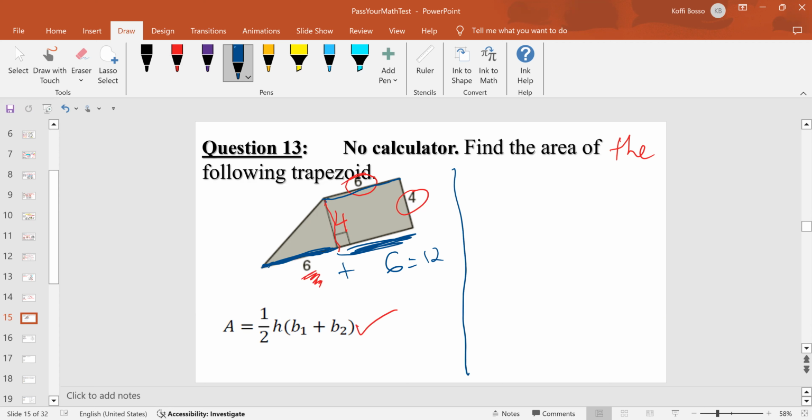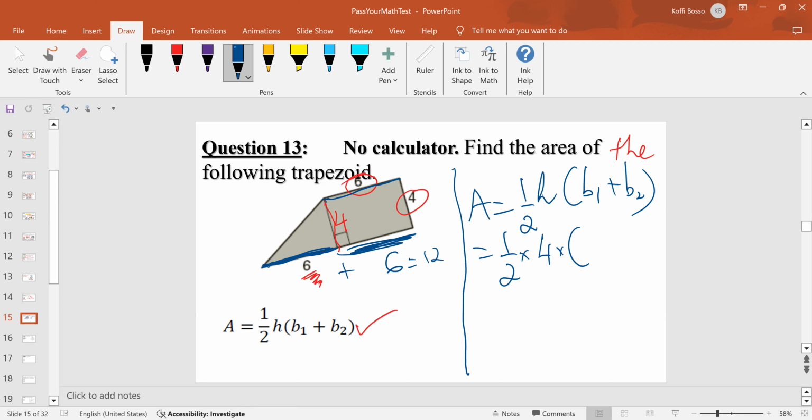So applying the formula, I'm going to have the area, which is 1 over 2, h multiplied by b1 plus b2. So that gives me 1 over 2 multiplied by the h here, which is 4, multiplied by b1, which is 6, plus b2. b2 is 12. So this is the same as 1 over 2 multiplied by 4 multiplied by 18. So out of operation, I need to add the 6 to 12 to get 18. They say no calculator, right? Okay, so now let's see what's going to happen.